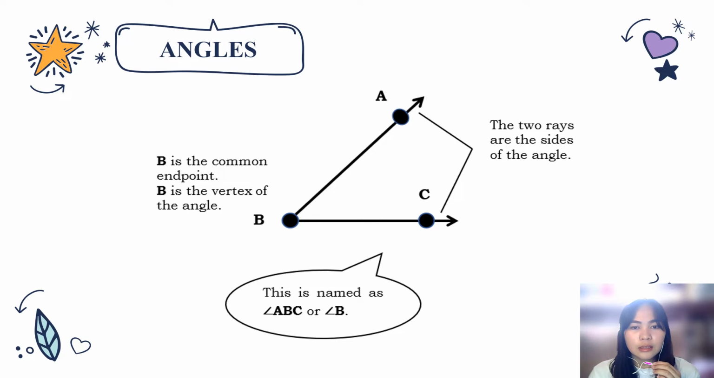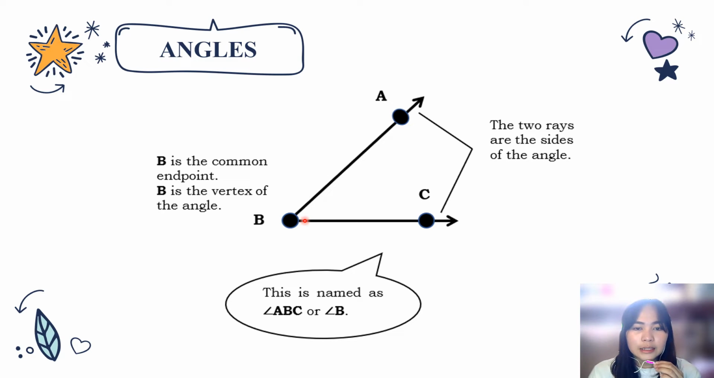As you can see, an angle is composed of two rays, or the sides of the angle, having the same vertex or sharing a common endpoint. So here, ray BA and ray BC are the sides of our angle, while B is the common endpoint. Therefore, this is the vertex of the angle.